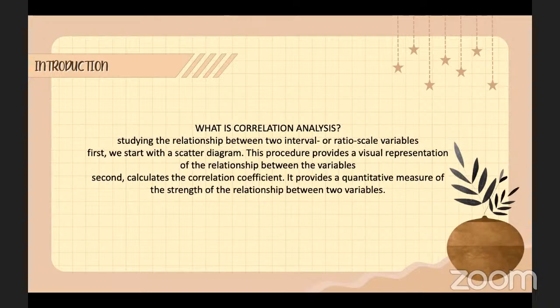First, we start with a scatter diagram. This procedure provides a visual representation of the relationship between the variables. And then second, we calculate the correlation coefficient. It provides a quantitative measure of the strength of the relationship between two variables.